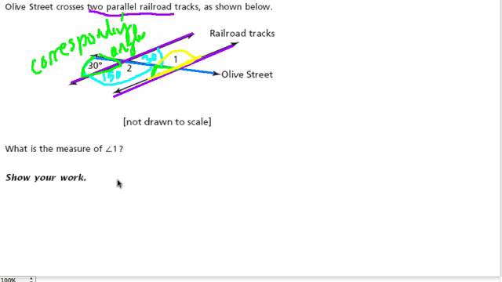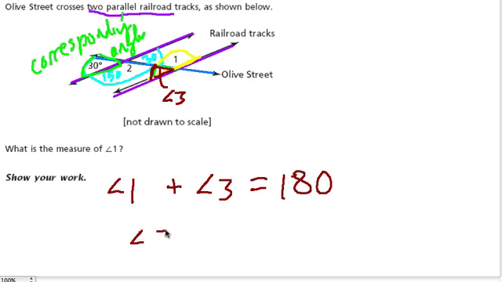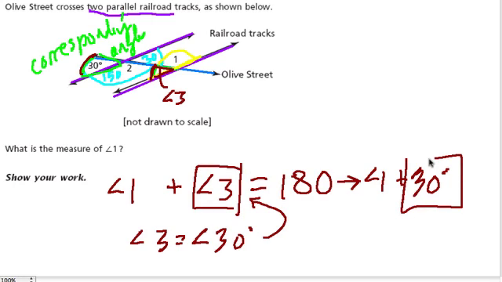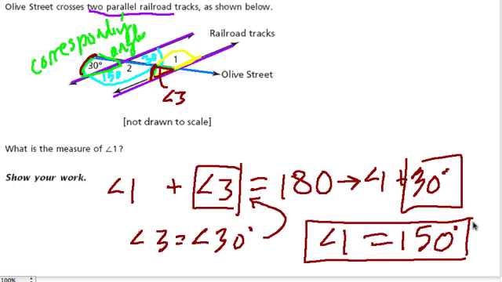So I would say that angle 1 plus, I don't know what this angle is, we'll call it angle 3, plus angle 3 need to equal 180 degrees. And we know angle 3 equals 30 degrees. We said that right from the start, they're corresponding angles. So if that's the case, in our equation, instead of angle 1 plus angle 3, we could say angle 1 plus 30 degrees. They're equal, right? Angle 3 equals 30 degrees. So what plus 30 degrees is 180? And then the answer is angle 1 has to equal 150 degrees. All right, hope that helped.